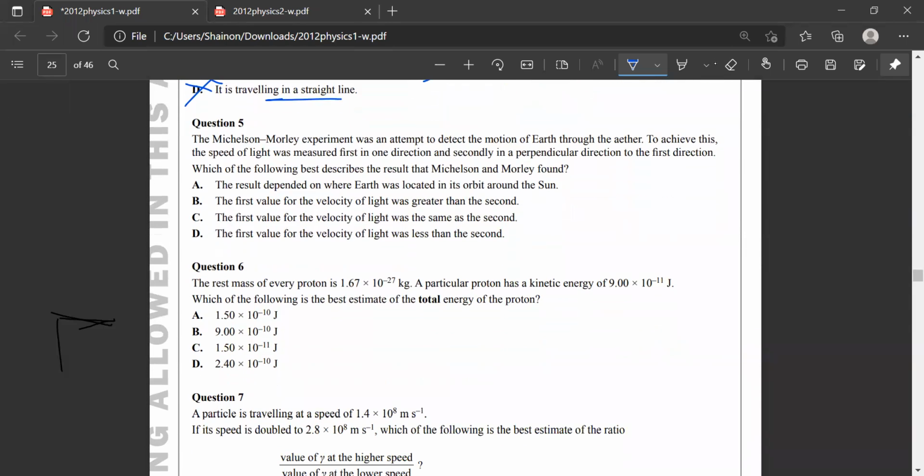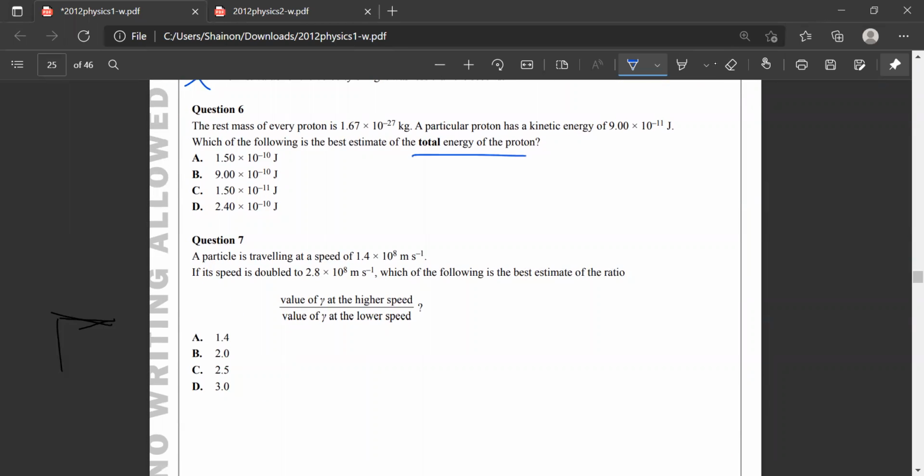Michelson-Morley experiment. I know Michelson-Morley relates to light, so this is completely off. And the first was the same as the second. Yep, it was the same. It was not greater or smaller, so you can rule these options out.